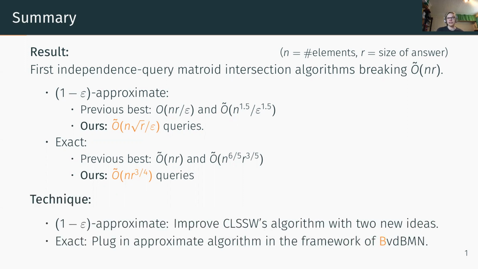So how we do this is that in the approximate case, we give an improvement of the recent CLSSW approximation algorithm with two new ideas. The CLSSW approximation algorithm is the one achieving this previous bound. And in the exact case, we simply plug in our improved approximation algorithm in the framework of BBMN. And the BBMN previous algorithm is the one achieving this bound.